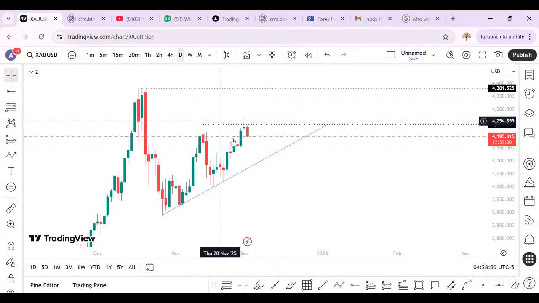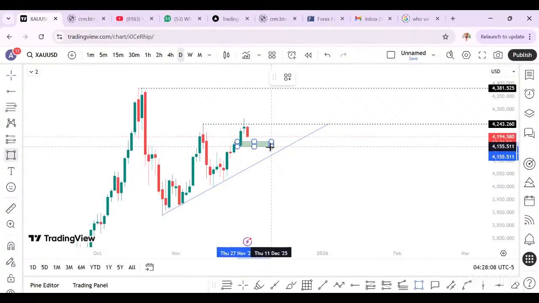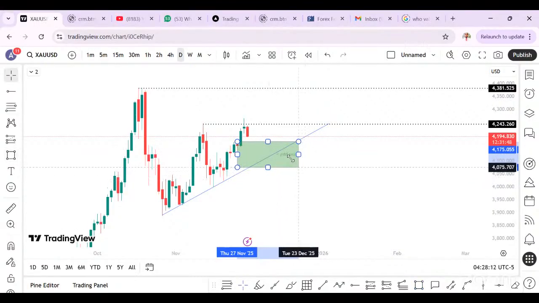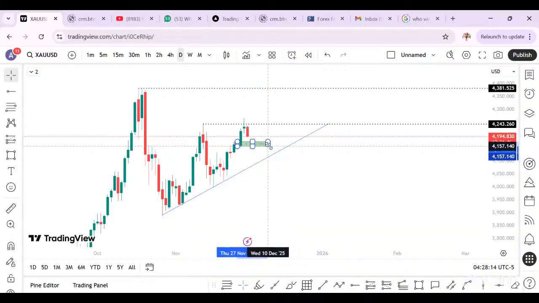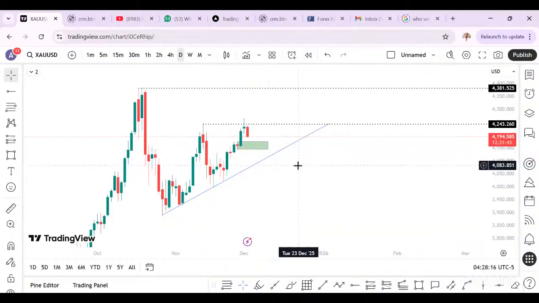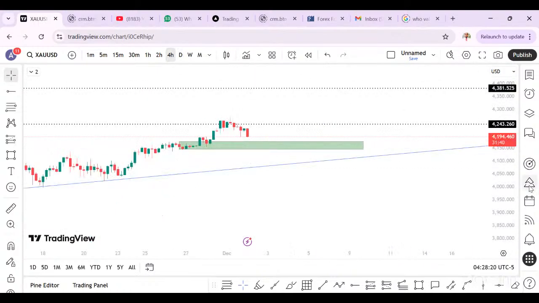So let's see how far this guy can push down, right? What we can see now is this small demand zone. Let's mark this small demand zone out first. So maybe if we get there, then we can. So let's go to 4 hours.